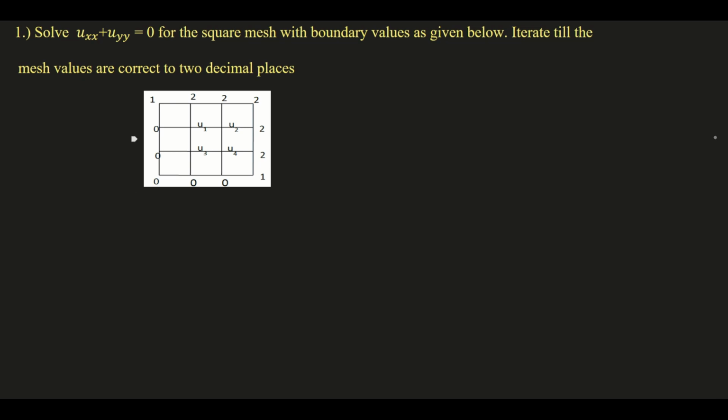When I consider u1 and want to apply the 5-point formula, what happens? u2 and u3, two unknowns, come.